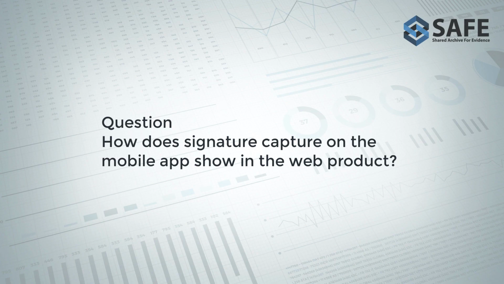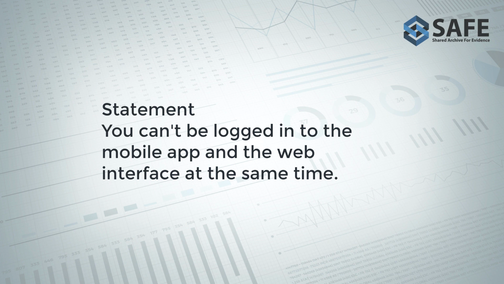Yep. Once you do capture a signature on your phone, how's that going to play out in like a chain of custody report, for example? To throw out, you cannot be logged into the web interface and the mobile app at the same time. It is going to throw an error if you try to do that. So I've logged out of the mobile app. I'm going to log into this interface here, and I'm going to show you that transaction I just completed on the mobile app. I'm going to go into the user interface now.